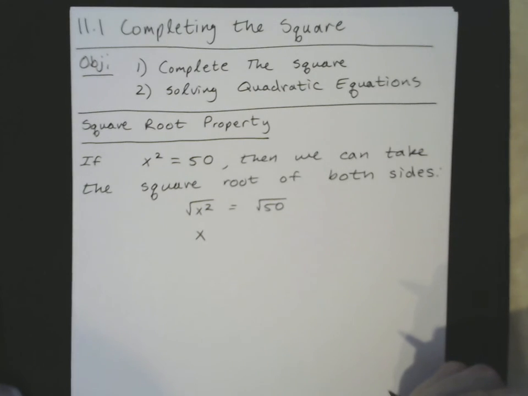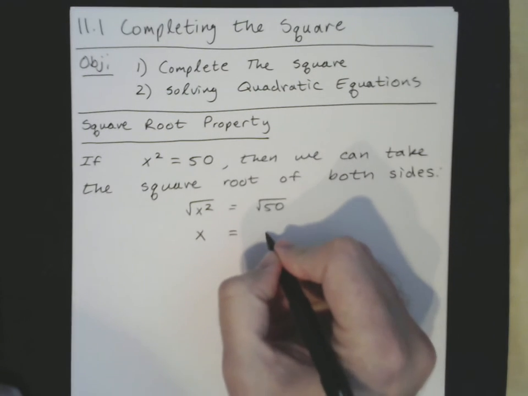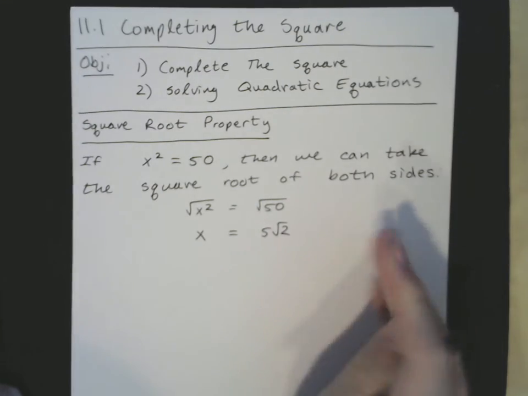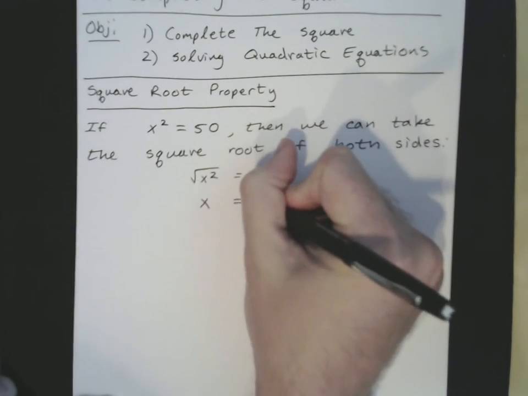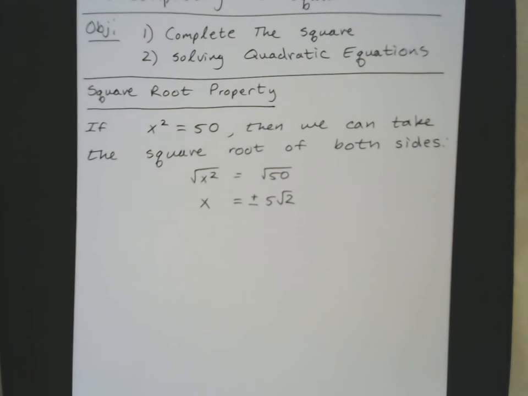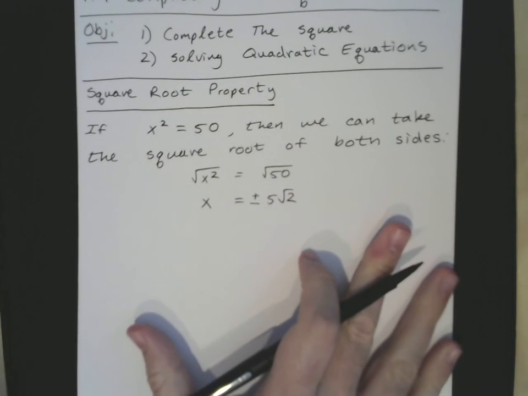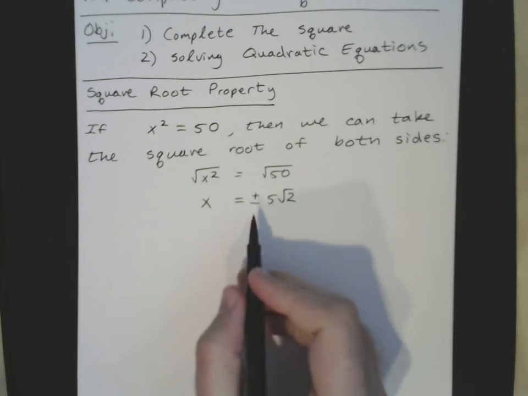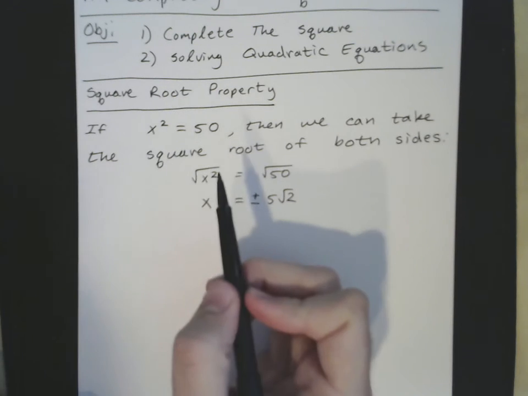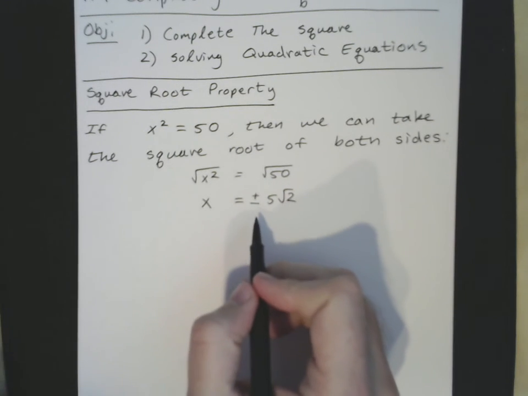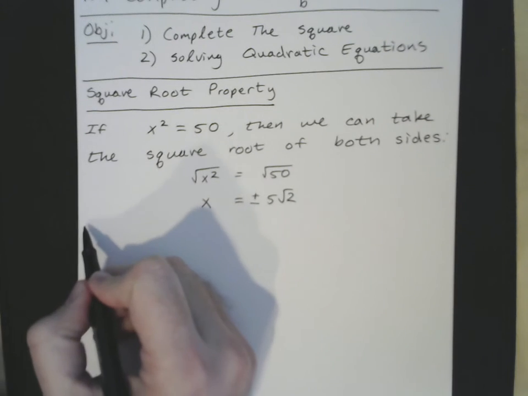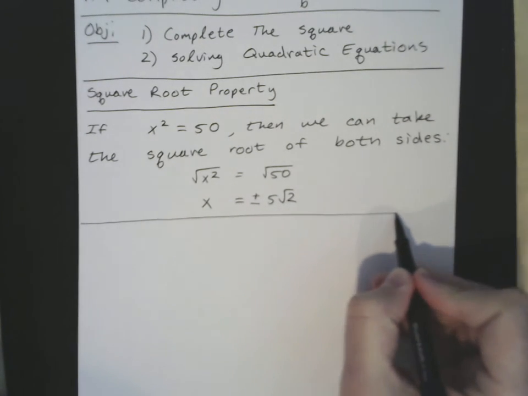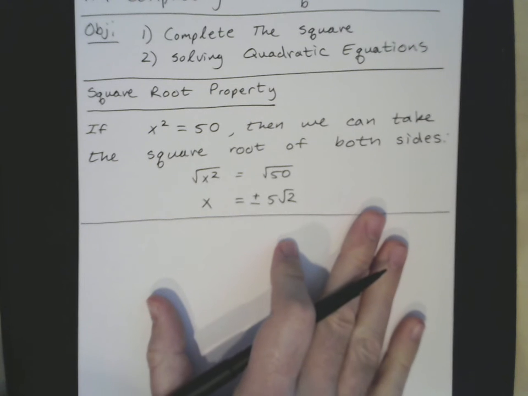We know the square root of x squared equals x. We know the square root of 50 is 5 root 2. And what the square root property says now is we need to account for that negative root. So up until now, we've ignored that negative root when we take square roots. In this chapter and moving forward, we are not only not ignoring them, but they become very important because we know that our quadratics can have two answers, positive and negative. So all of our answers in chapter 11 and going forward will have two answers anytime we take the square root.